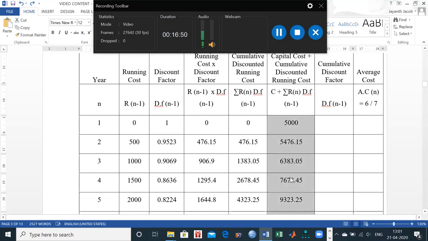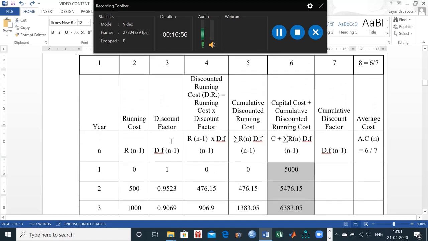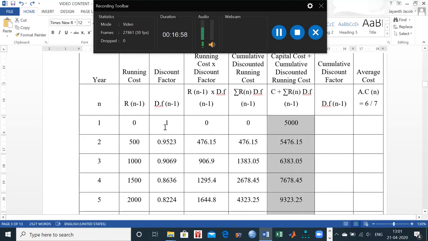And then the cumulative discount factor. Column 3 is the discount factor. So the cumulative discount factors will be, here it's 1, then in the second row it is 1 plus 0.9523, so it's 1.9523. Then 1.9523 plus 0.9069 should be entered here, and so on. If you do that, you get your cumulative discount factor values here.